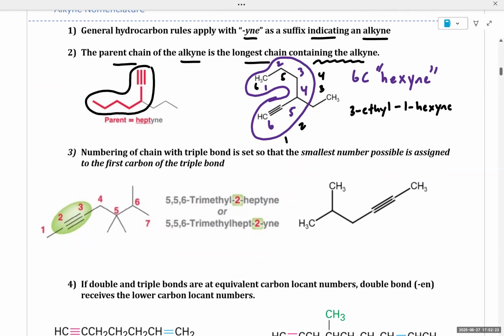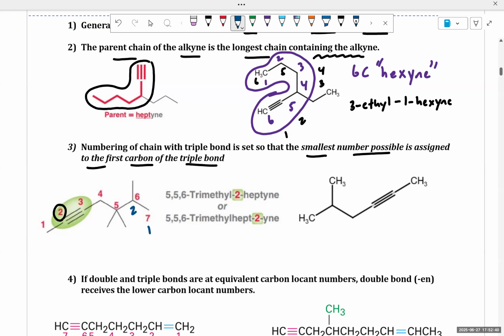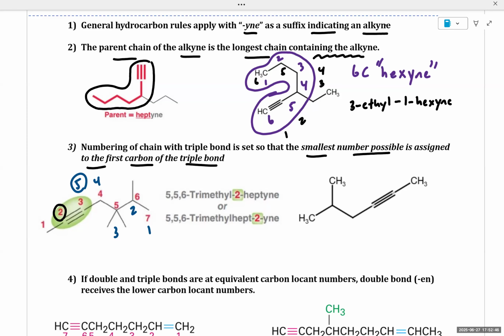It's important to note you're going to number the chain such that the smallest locant number possible is assigned to the first carbon of the triple bond. So in this case, we'd count from left to right to give the triple bond a locant number of 2, rather than if we counted in the opposite direction, a locant number of 5. 2 is less than 5. We're going to count from left to right along this chain. So this would be 5,5,6 trimethyl 2-heptyne.